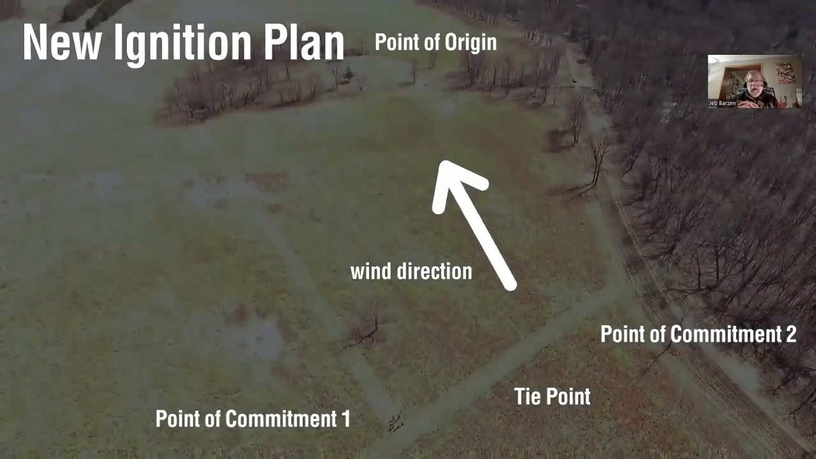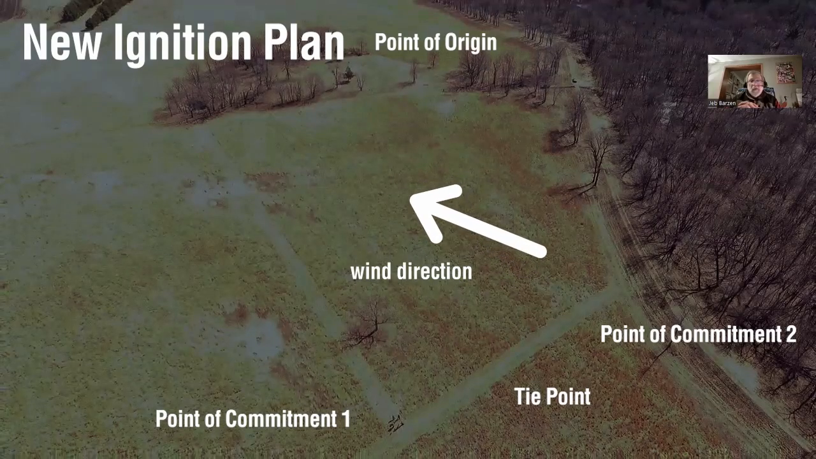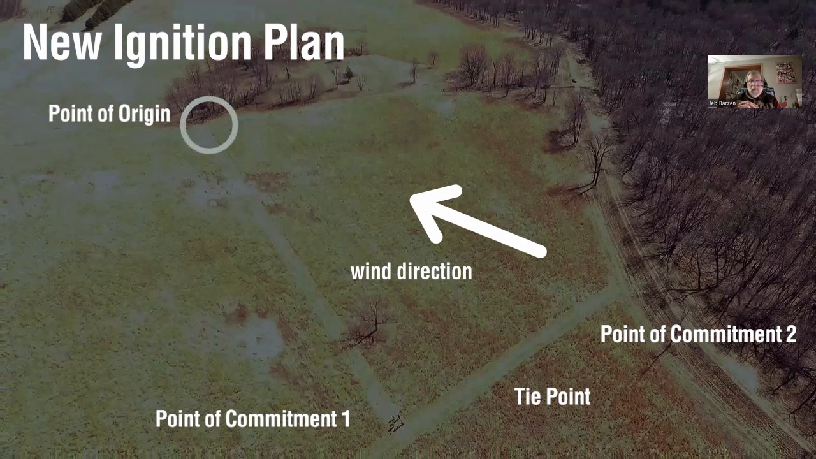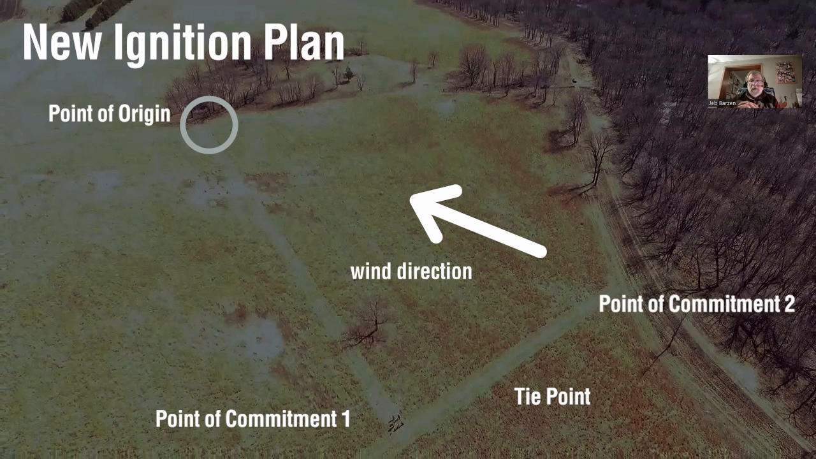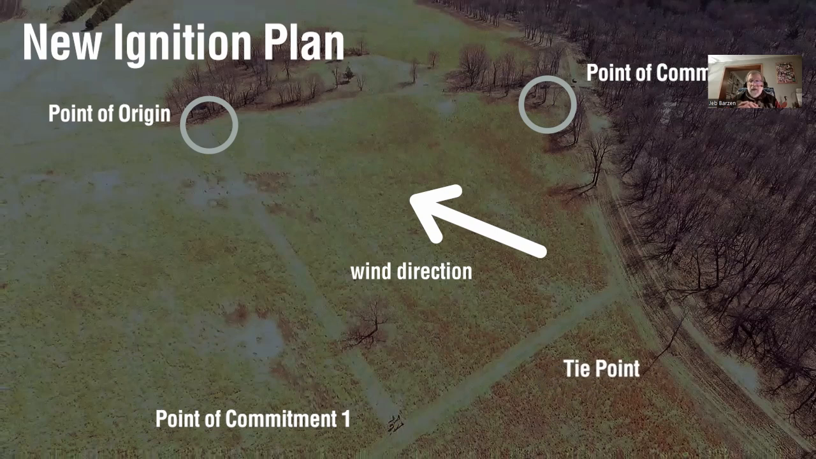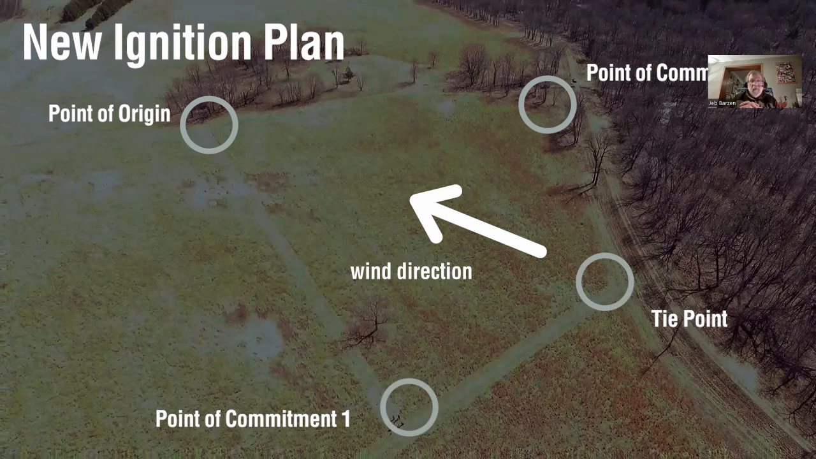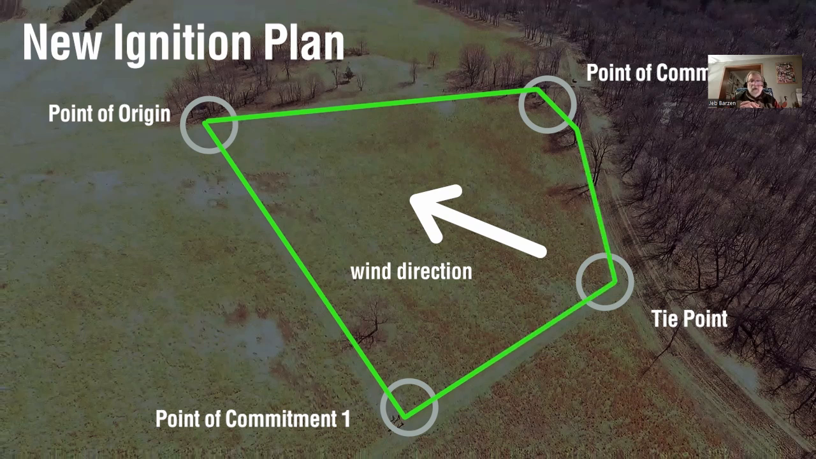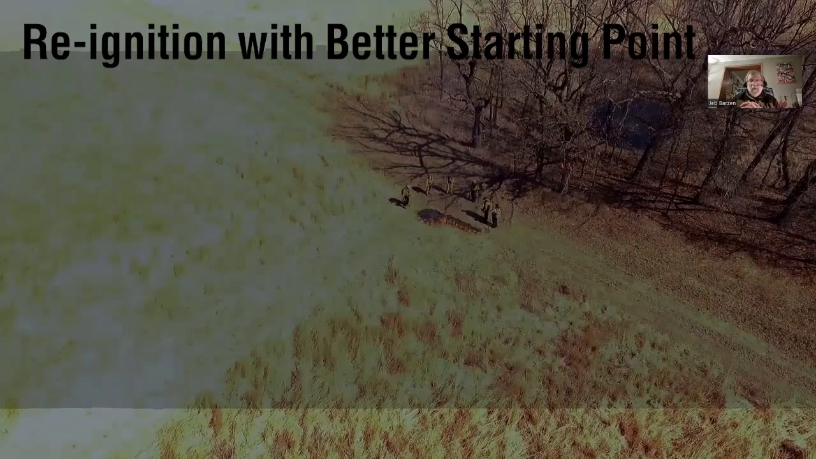So now we have a new strategy. We're going to play it like a southwest wind. And so our point of origin is now changed, and we're going to see if that works. And our points of commitment will now change. At least point of commitment number 2 will change. Point of commitment number 1 will stay the same, and the tie point will shift over to the corner. So the tie point is still the point farthest upwind, and our ignition strategy is still the same, going to points of commitment and then to the tie point. But what has changed is we're planning on a southwest wind rather than a west wind. This is all determined by what we found with the real weather at the original point of origin.